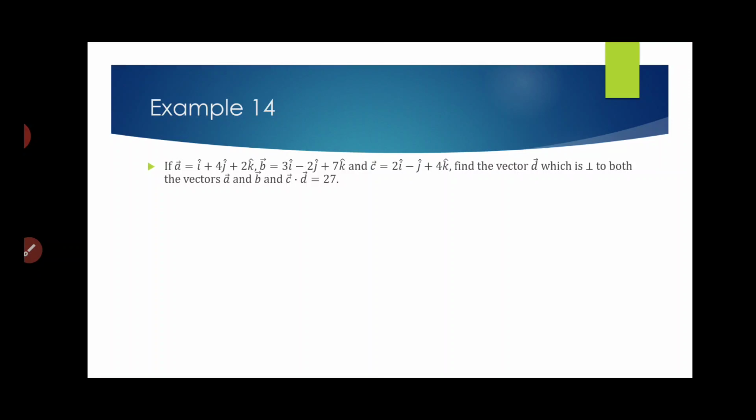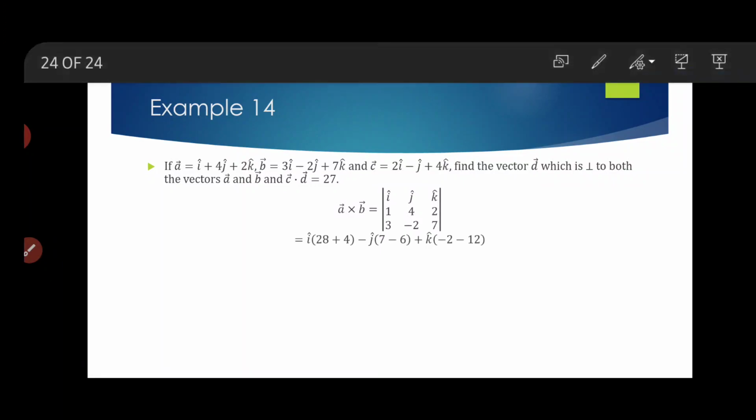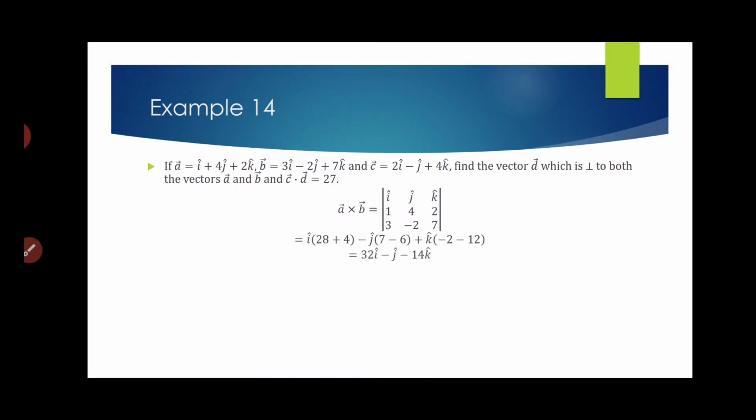So now let us first find what A cross B is. Following this determinant and solving, A cross B is something like this: 32i minus j minus 14k. Now we know that if two vectors are parallel, one vector can be represented as a scalar multiple of the other. So therefore, the vector D can be considered as some lambda times 32i minus j minus 14k, right? Then it is also told that C dot D is 27.